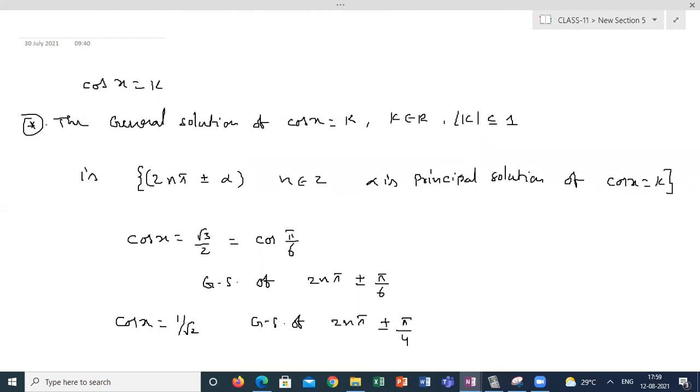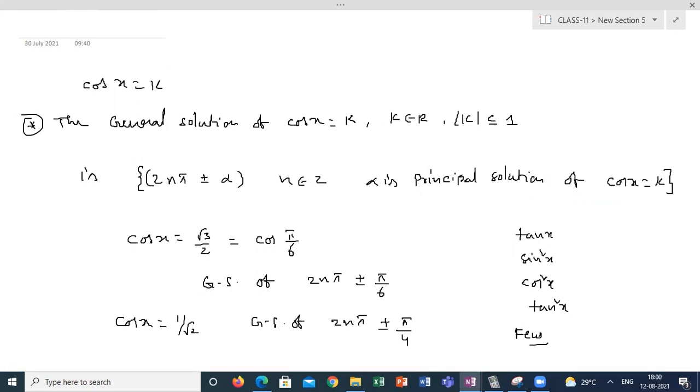So in the next class, we are going to wind up this chapter. We are going to discuss the general solution of tan x, sin square x, cos square x, tan square x, and at least a few numericals over this. That's it. That's the end of trigonometry with the trigonometric equations.